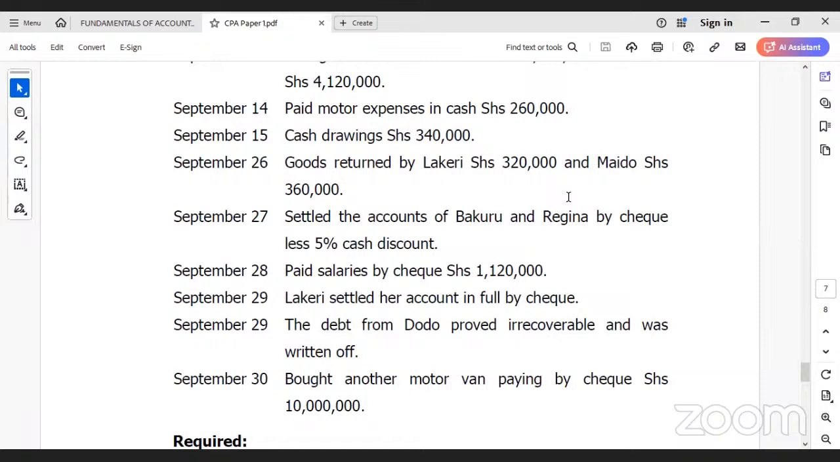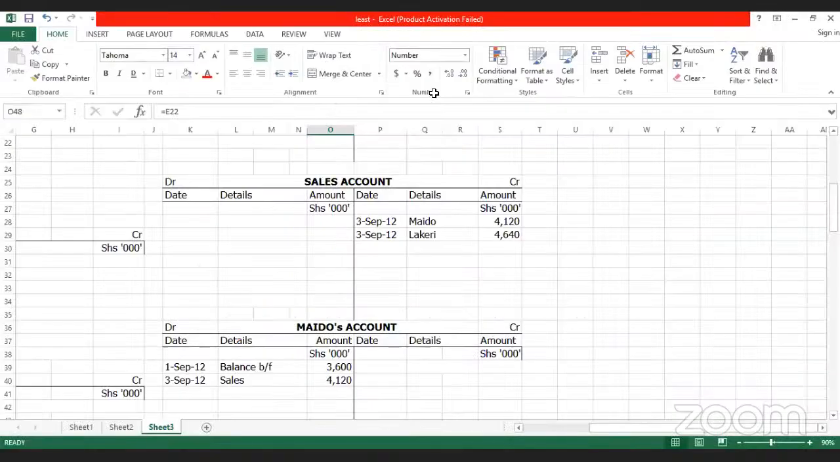Motor expenses. Cash account. We need a cash account and then the motor expenses account. So we debit the motor expenses account, then we credit the cash account.